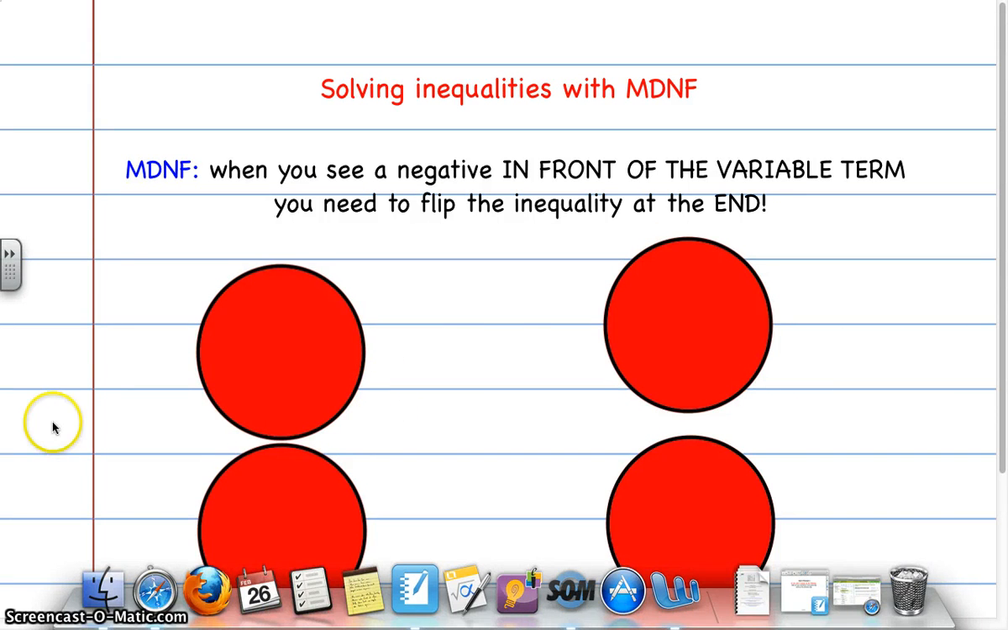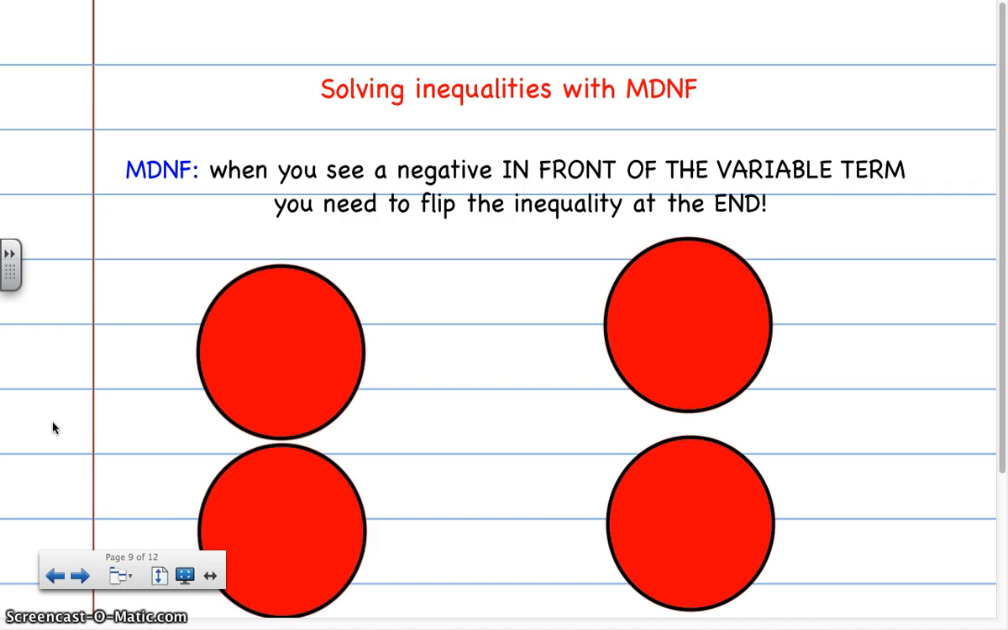All right, in the second lesson of 7.5, we are going to solve inequalities with MDNFing. What MDNF means: when we see a negative in front of the variable, we are going to flip the inequality at the end. All of that is very important information. So what I mean by that, if I had something like this, the negative is in front of the variable. So when I solve by dividing through by a negative, what I end up doing is flipping my inequality. Okay?